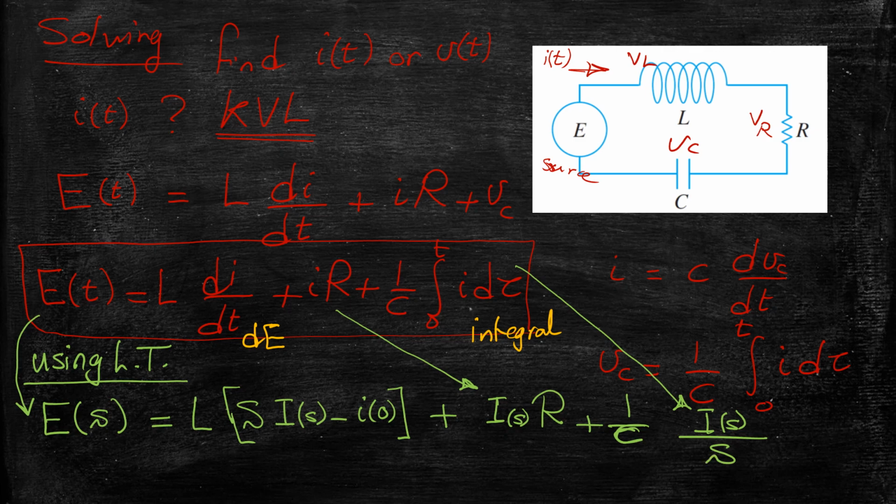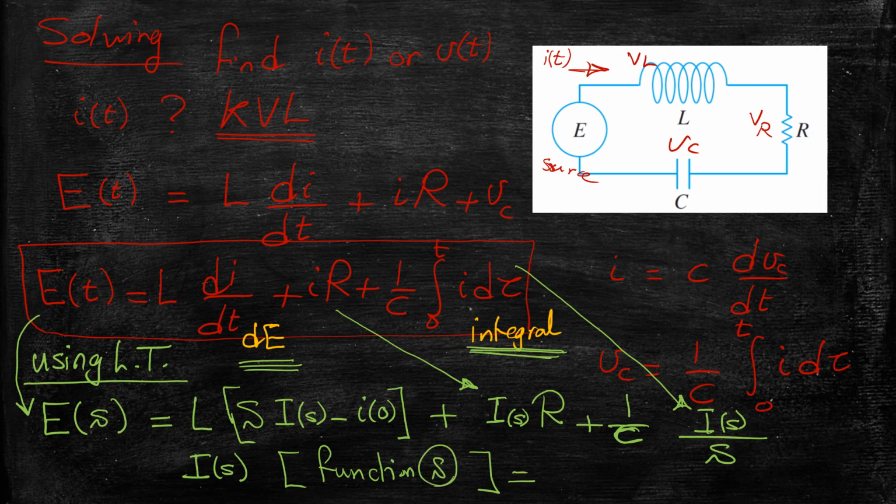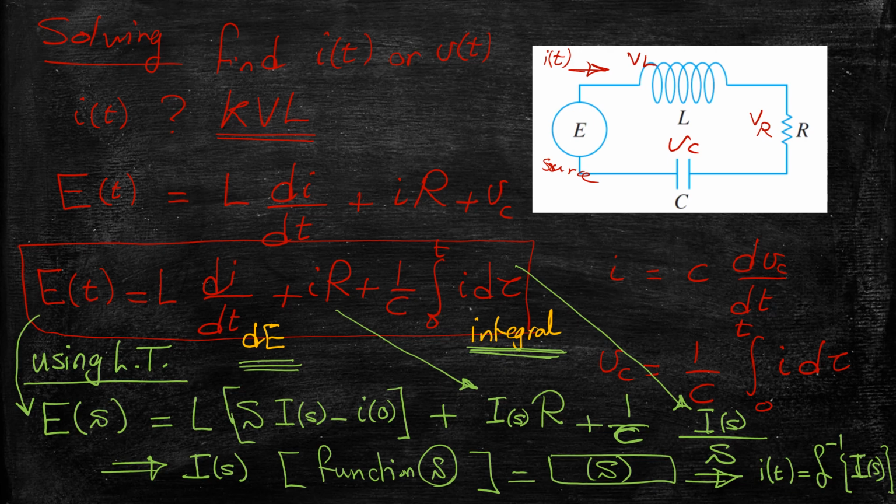So all of this equation, where we have this differential part and this integral part, at the end will be some function of S times I of S equal to E of S or another function of S. So at the end, I can get this I as a function of t by taking the Laplace inverse of this I of S. And this is how we can see the importance of using Laplace transform in solving this electric circuit. So let's see a real example of a real circuit. So let's see.